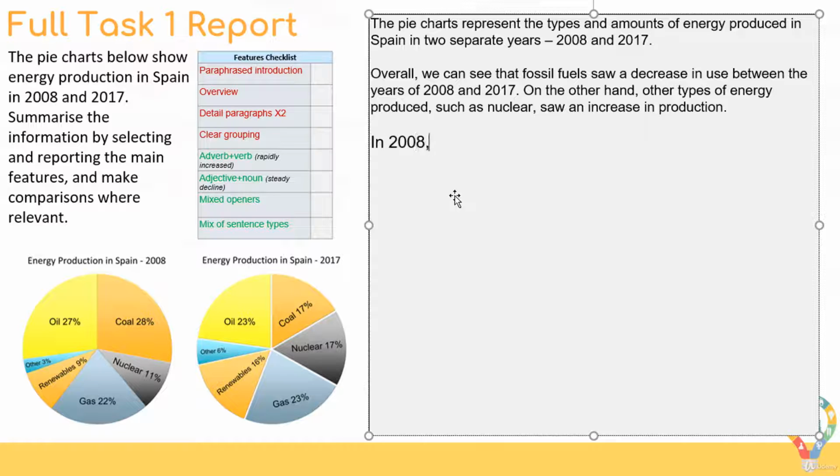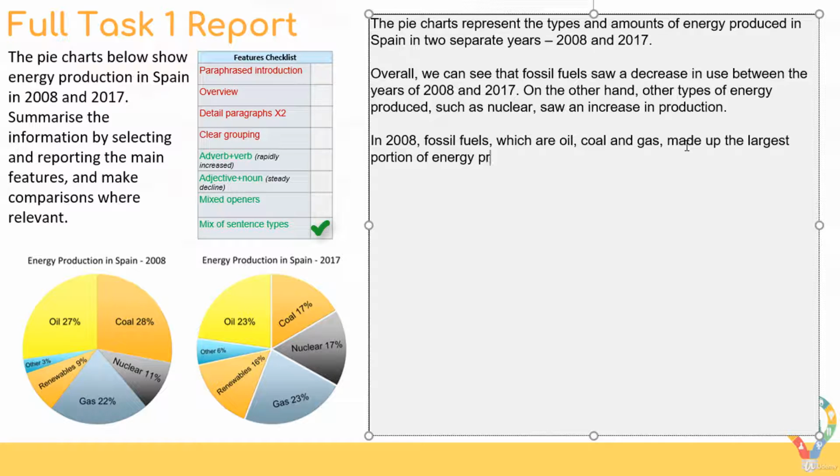In 2008, one moment, I will just make this slightly smaller to fit everything on screen. In 2008, fossil fuels, which are oil, coal and gas, and you can see here by adding these separate pieces of information that I'm actually using a mix of sentence types, which are oil, coal and gas, made up the largest portion of energy produced in 2008.